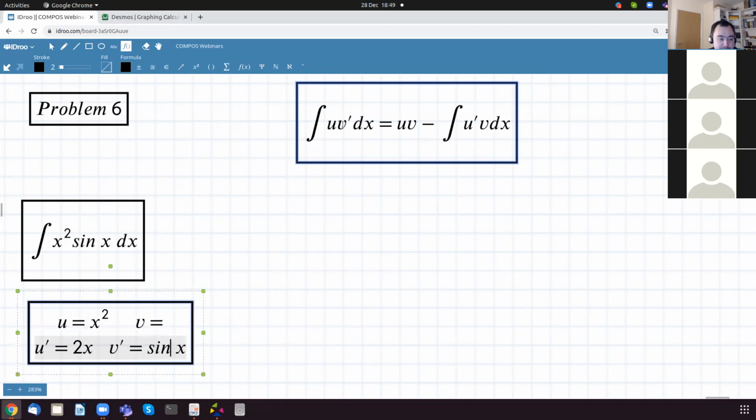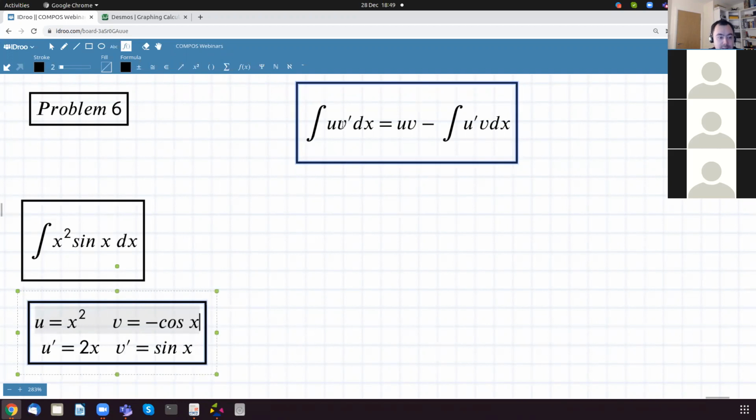So if v prime is sine x, what is v? Somebody help me with that? If the derivative of v is sine x, what is v? Minus cos x. Yeah, of course. So you begin by drawing this out. Excellent. And then you just use the formula. So this is u, this is v prime. So we just continue with uv.